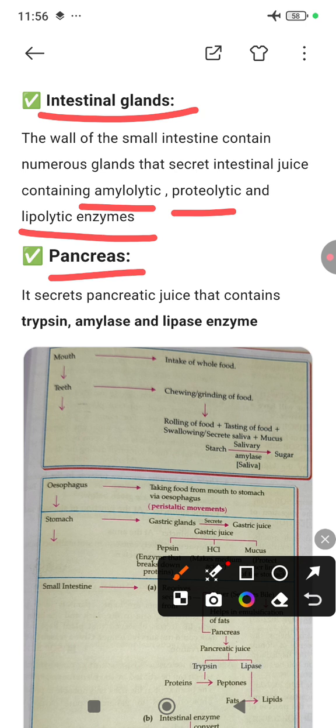The last digestive gland is the pancreas. We know that the pancreas also secretes a kind of digestive juice, that means pancreatic juice, and this pancreatic juice contains trypsin, another kind of protein digestive enzyme, pancreatic amylase, a carbohydrate digestive enzyme, and lipase. Okay, pancreatic lipase means fat digestive enzyme.